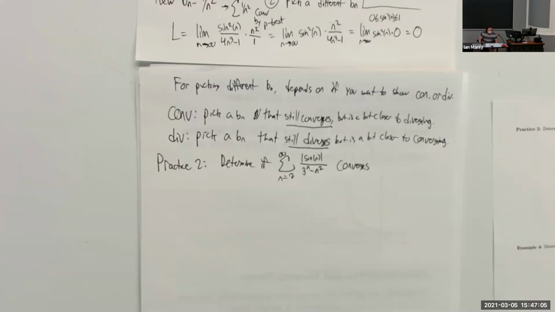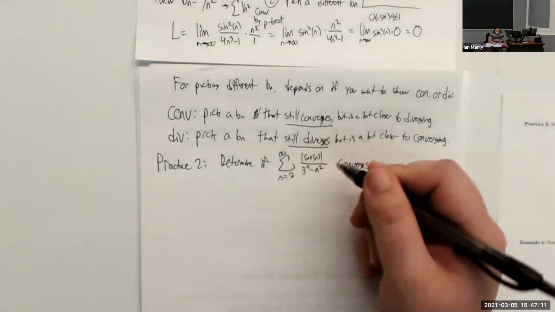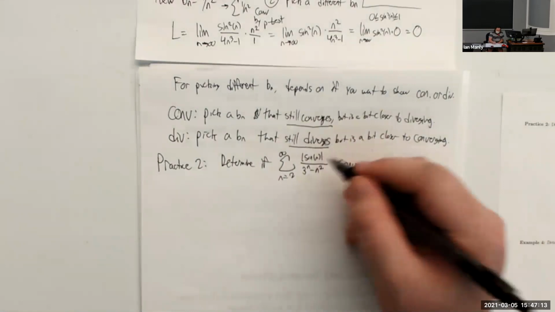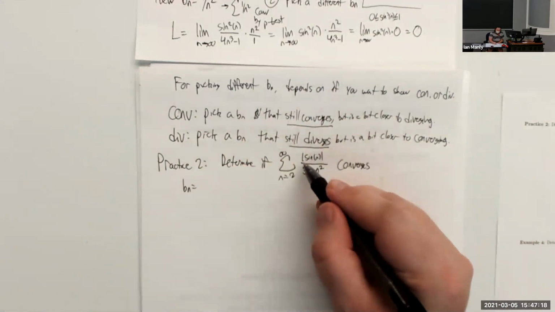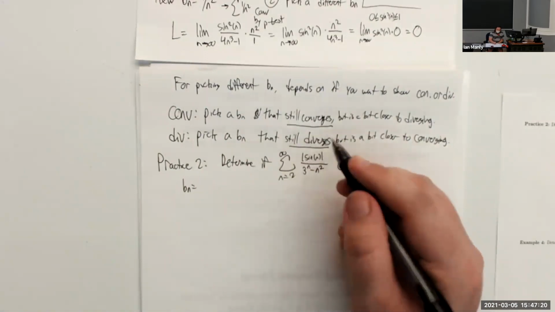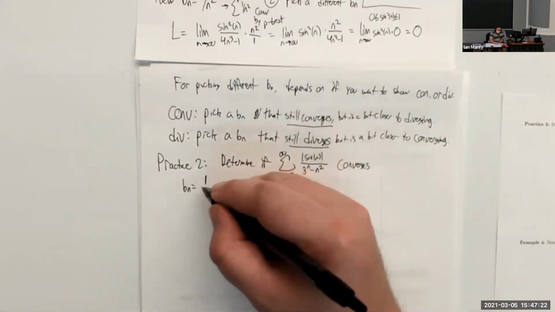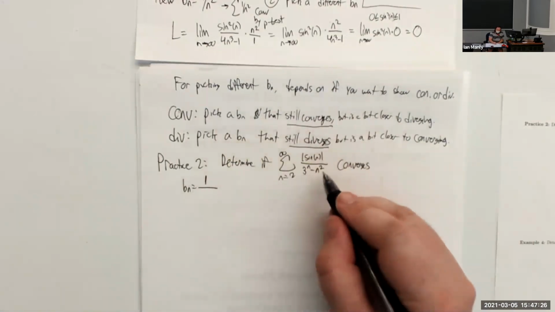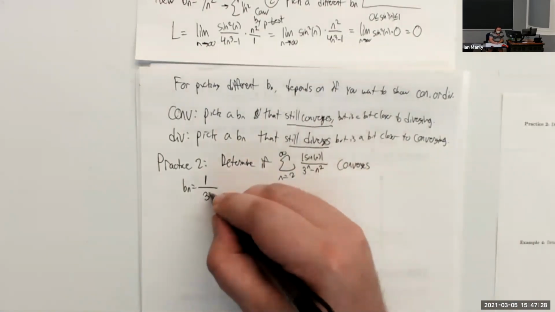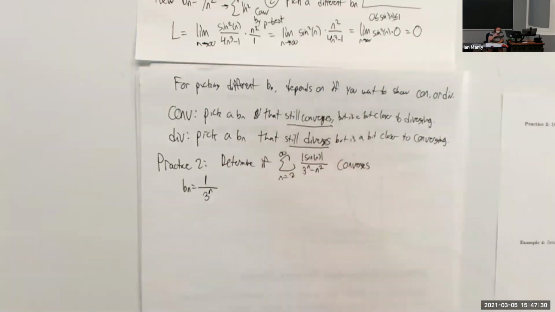All right, I want to go over this one because I need to make sure we have enough time to do the last example. I don't want to keep you guys on Friday. So let's see here. I'm going to pick a Bn for this. I see an absolute value of sine of n here, so that never gets bigger than 1. So I think I'll pick 1 for that. And then between 3 to the n and negative n squared, I think 3 to the n is going to be the bigger term there.